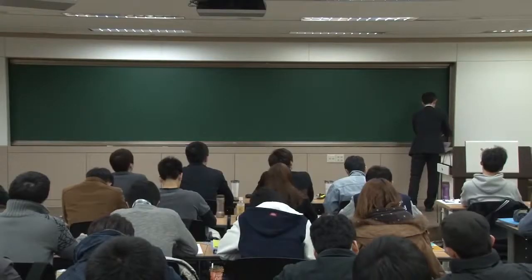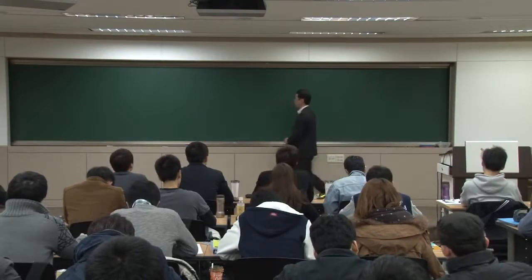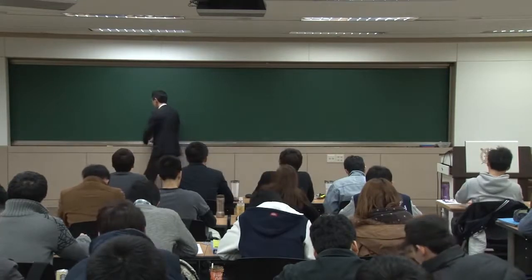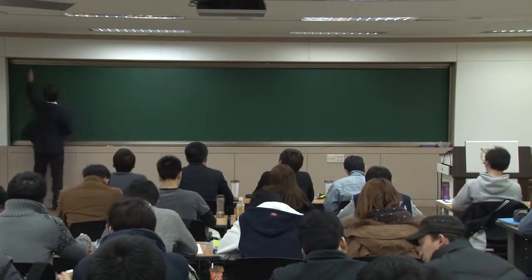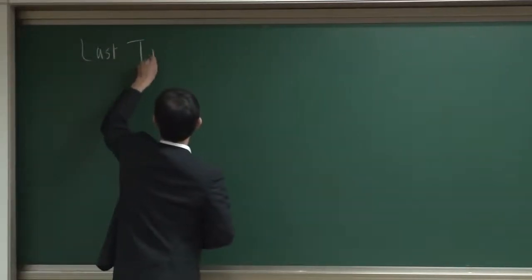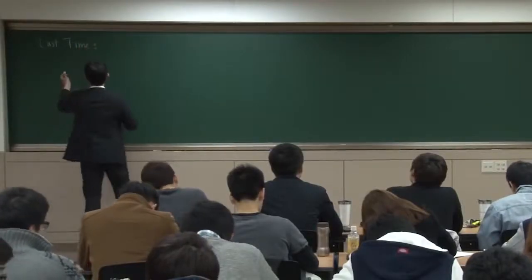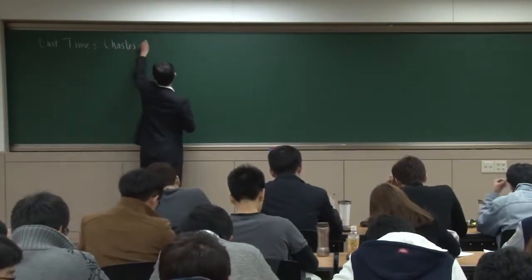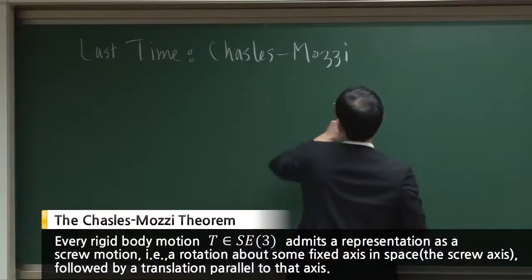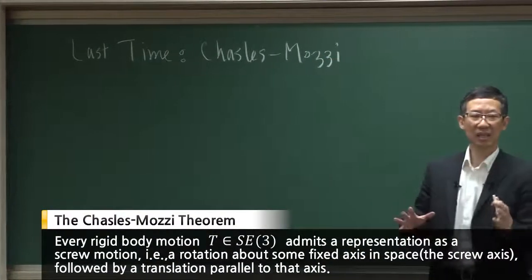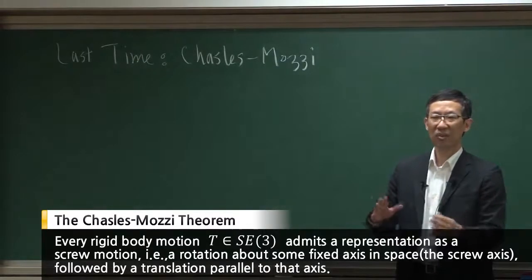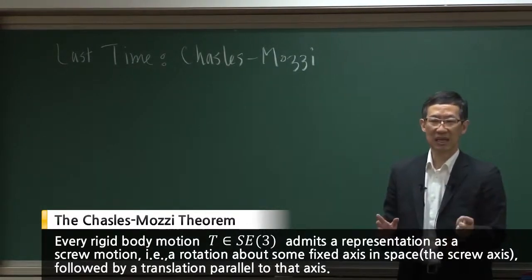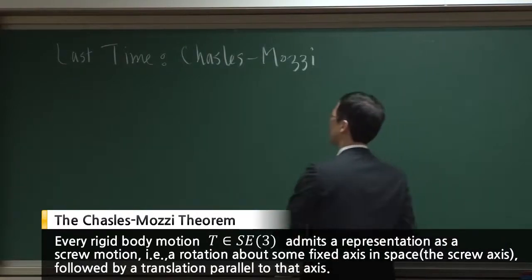Okay, so let's review the main result from screw theory. Everything goes back to a result by Chasles and Mozzi. So we decided to be fair and call it the Chasles-Mozzi theorem. Basically this theorem says that every rigid body motion can be expressed as a screw motion. Okay, so let's illustrate that in pictures.